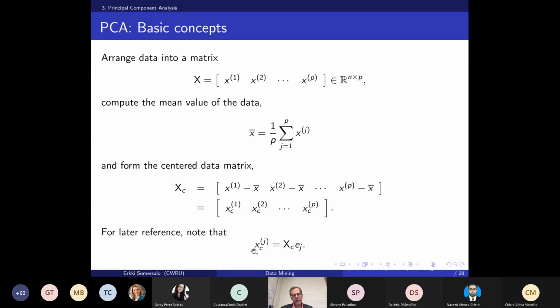And for later reference, I'm pointing out that if you have this matrix C and you want to pick the jth column of it, xcj, what you can do is take the canonical jth unit vector.